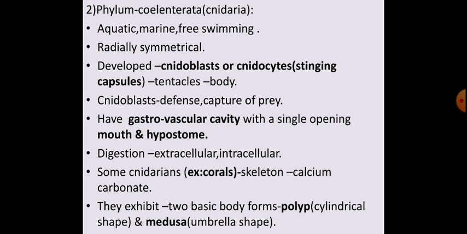Inside the cell means inside the cell organelles, outside the cell means by the presence of digestive enzymes. Digestion takes place extracellularly, outside the cell, not outside the body, by the presence of digestive enzymes, and intracellularly as well. There are different organisms. In some it is extracellular and in some it is intracellular.